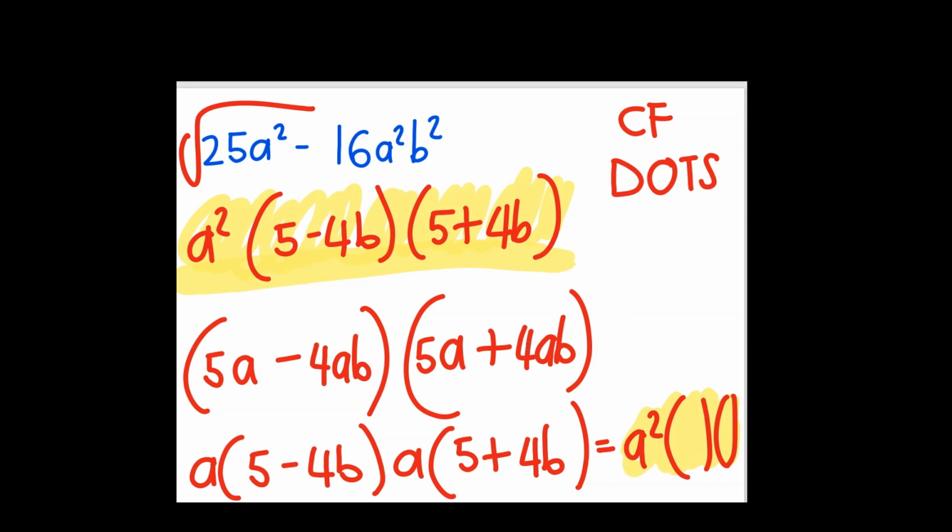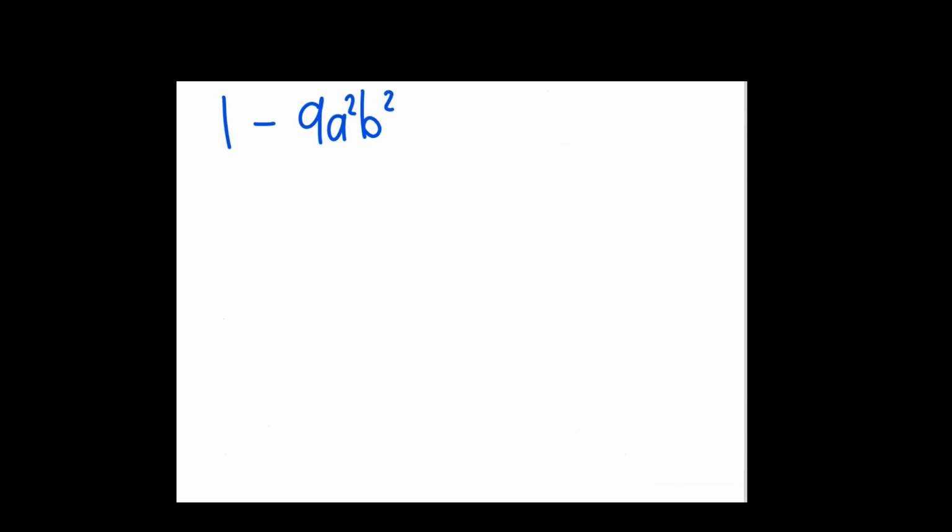And then one more question that we're going to try. We've got 1 minus 9a squared b squared. If they said factorize this, you can check, do I have common factors? I don't have common factors. The next thing you should always think about is, do I have DOTS? Here, 1 is a square number and this is all square numbers. So I can factorize this with DOTS.